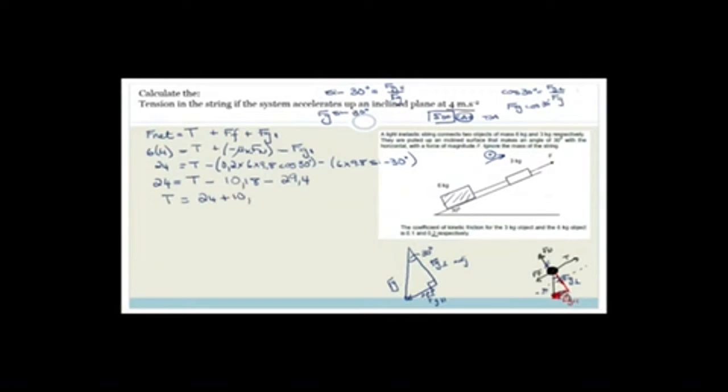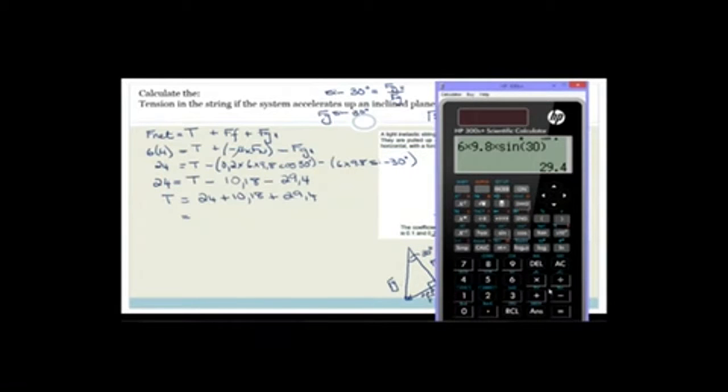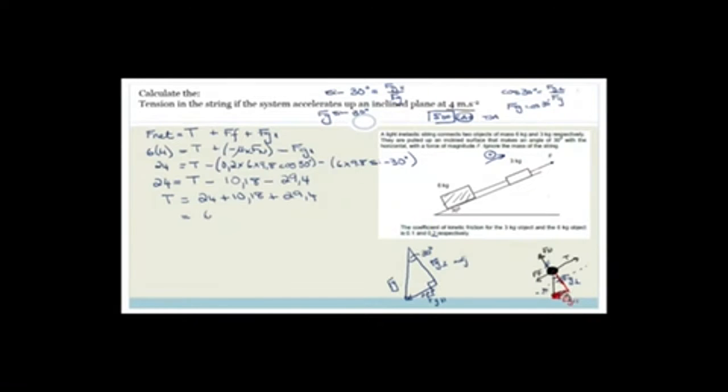24 plus 10.18 plus 29.4. Okay, and then we need a calculator again. So we can go 24 plus 10.18, and that is equal to 63.58. 63.58 what? 63.58 newtons. Okay, remember your units.